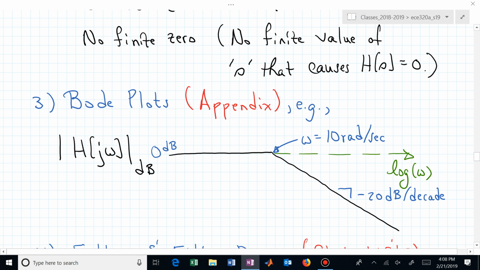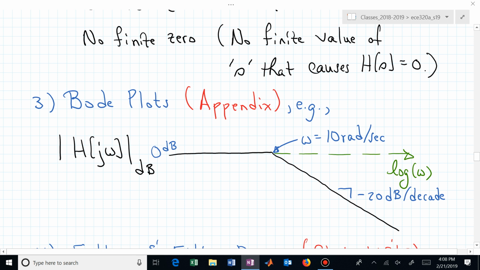Here it will be flat at 0 dB until we reach the cutoff frequency, or the bandwidth of our low pass filter, which was 10. That's where the pole was located. And then we start rolling off. And we roll off, if we simply have one 1st order factor, at 20 dB per decade. A decade is a multiple of 10.